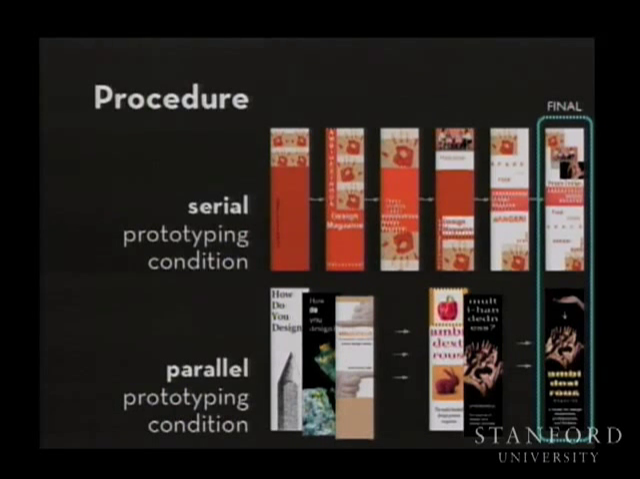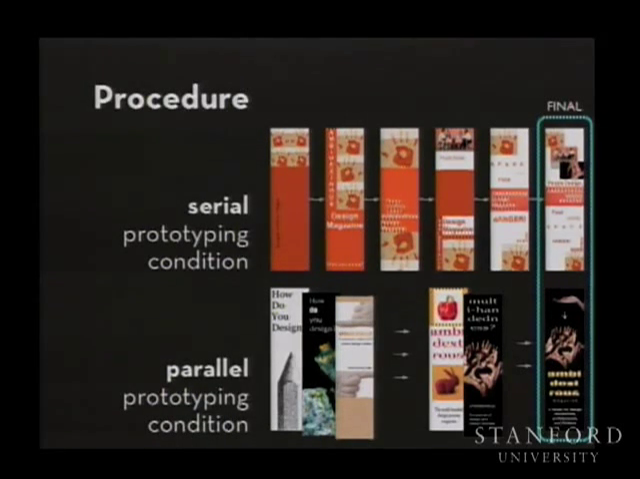In the serial condition, participants received critique after they created each prototype. So they received some sort of feedback along the way after each design they created. In the parallel condition, they received critique after creating 3 prototypes. Then they made 2 more prototypes and received feedback on those, and then they created their final ad design. So it's a serial process, serial iteration, versus a parallel process where they narrow down into one concept. And the only difference between the conditions was the timing of the critique.